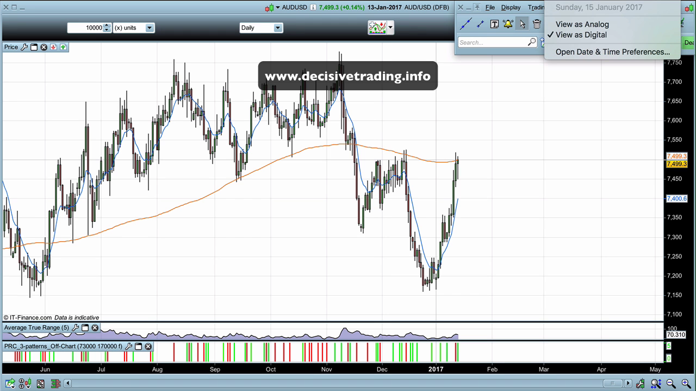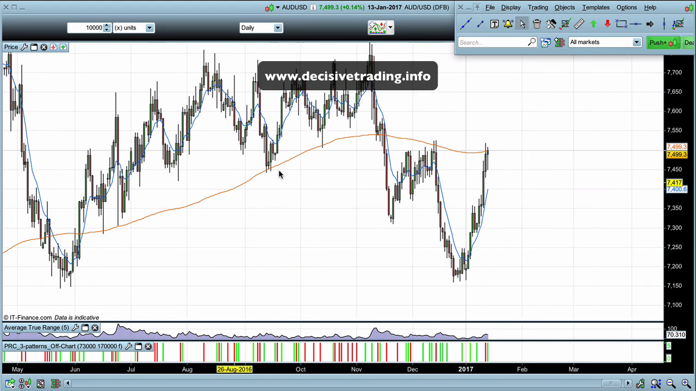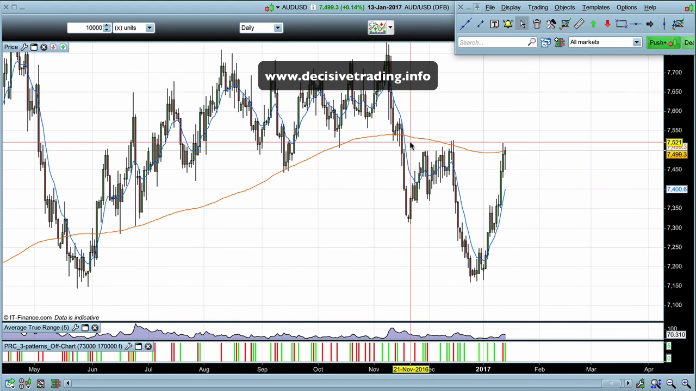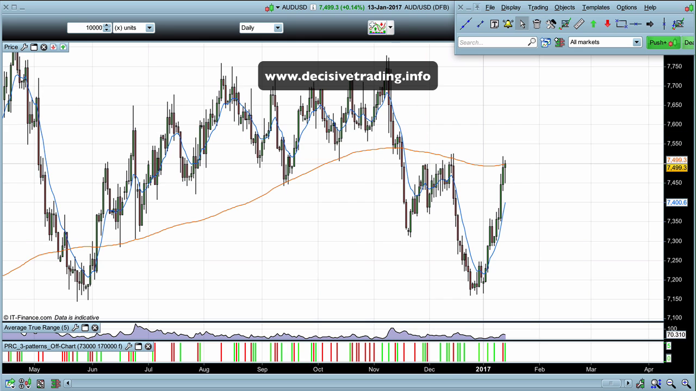It's Sunday the 15th of January and we are on the Australian dollar US dollar. So let's have a look at this market for the coming trading week. Okay, it's Martin Luther King Day on Monday, so we may see a relatively quiet day on the Australian dollar US dollar, certainly into the second half of the day because the US markets will be closed.